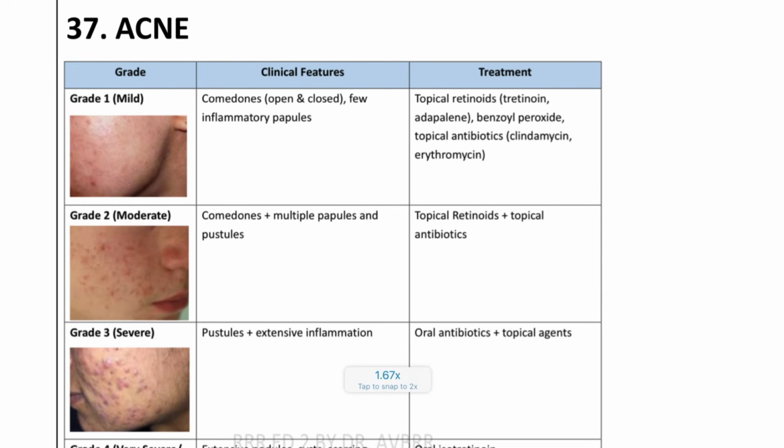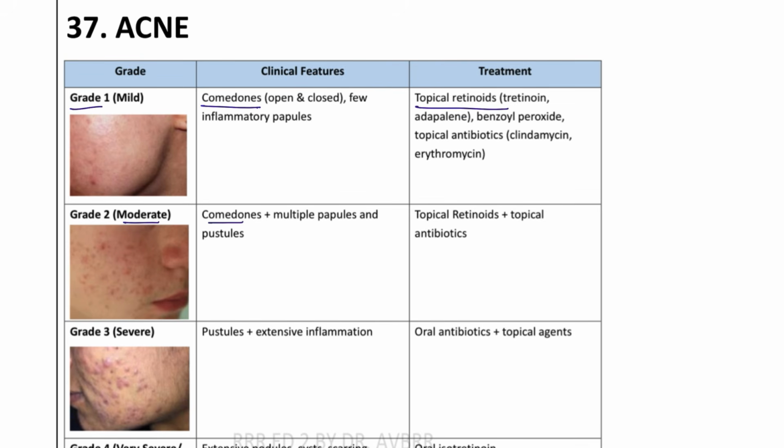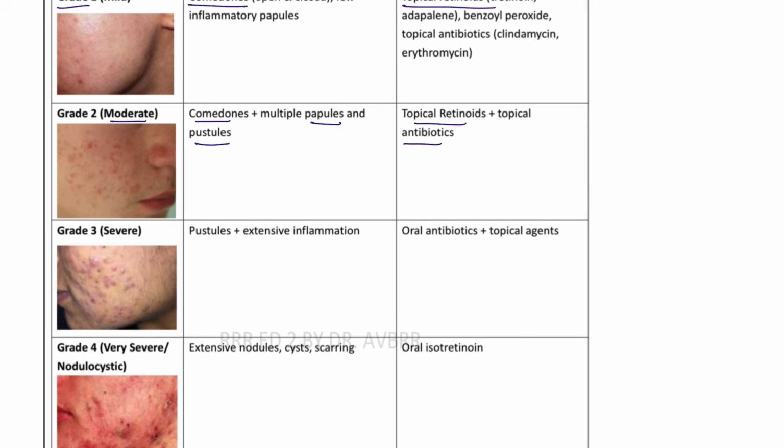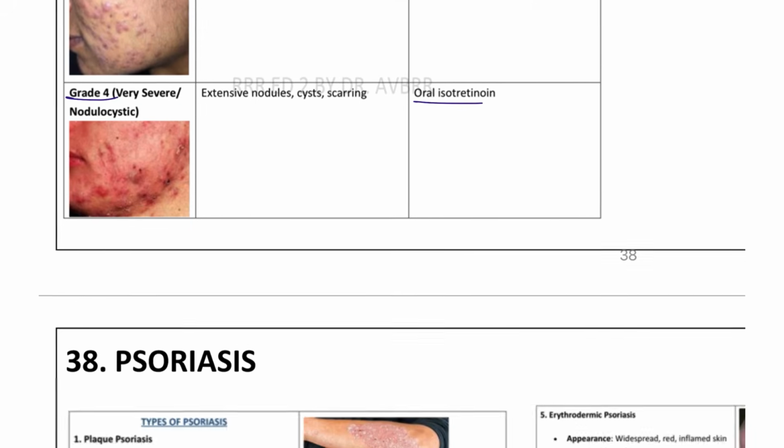Next, acne. Grade 1 is a mild one. Comedones are present in this patient. The treatment is topical retinoids. Grade 2 is a moderate one. Comedones, papules and pustules are treated with retinoids and topical antibiotics. Grade 3 is going to be pustules and extensive inflammation. This patient needs topical retinoids plus oral antibiotics. Grade 4 is a severe condition. It has to be treated with oral isotretinoin.